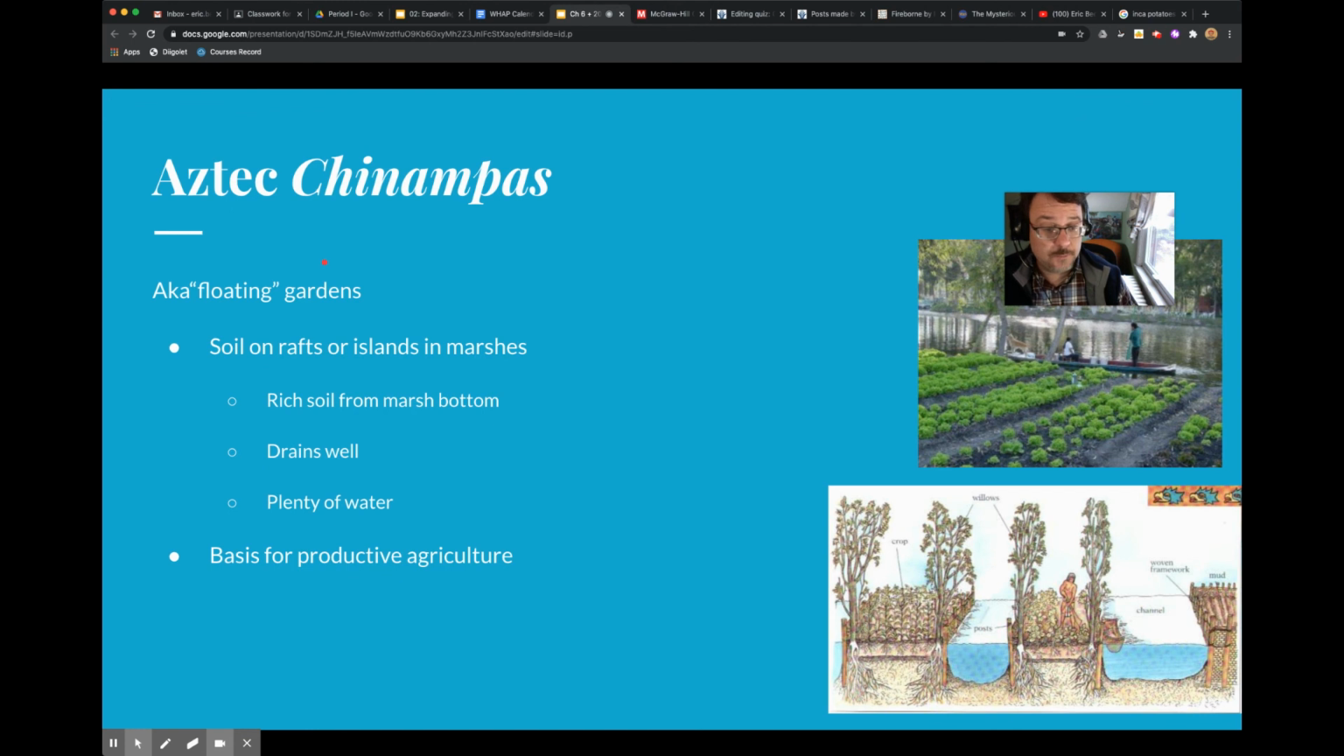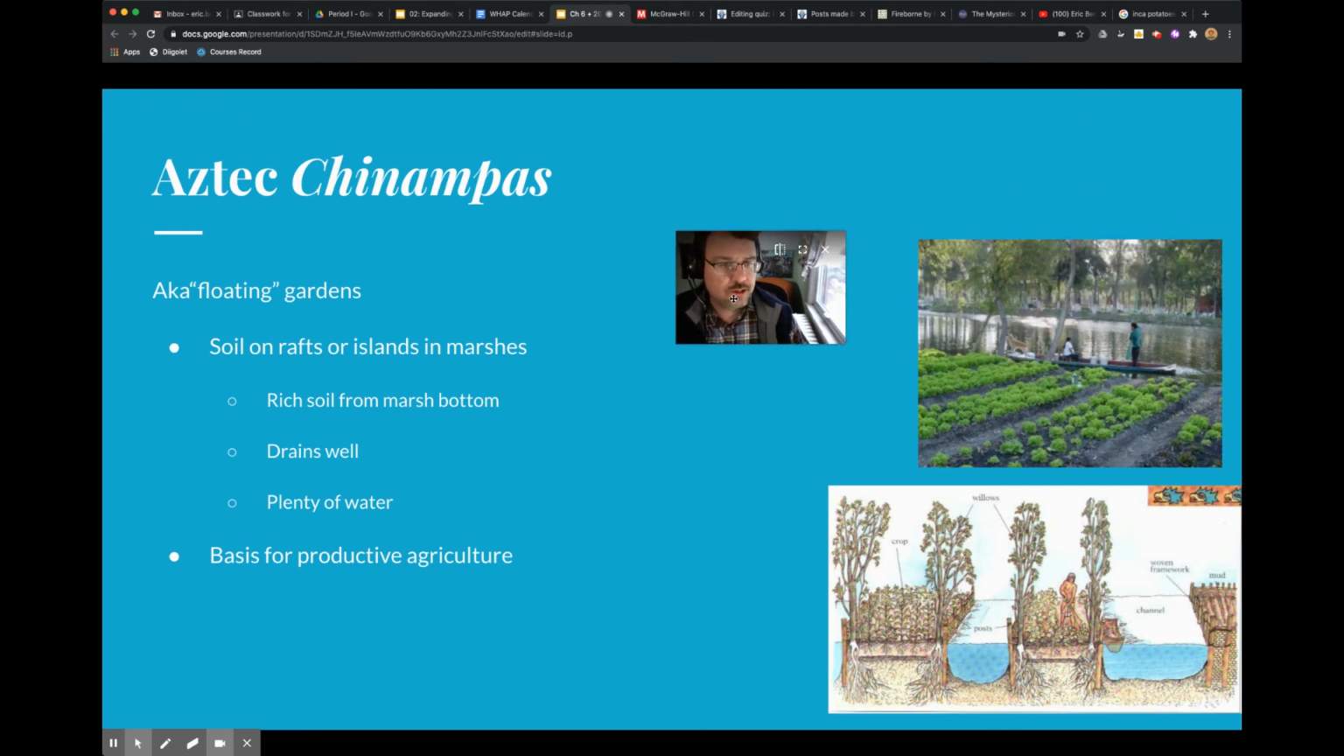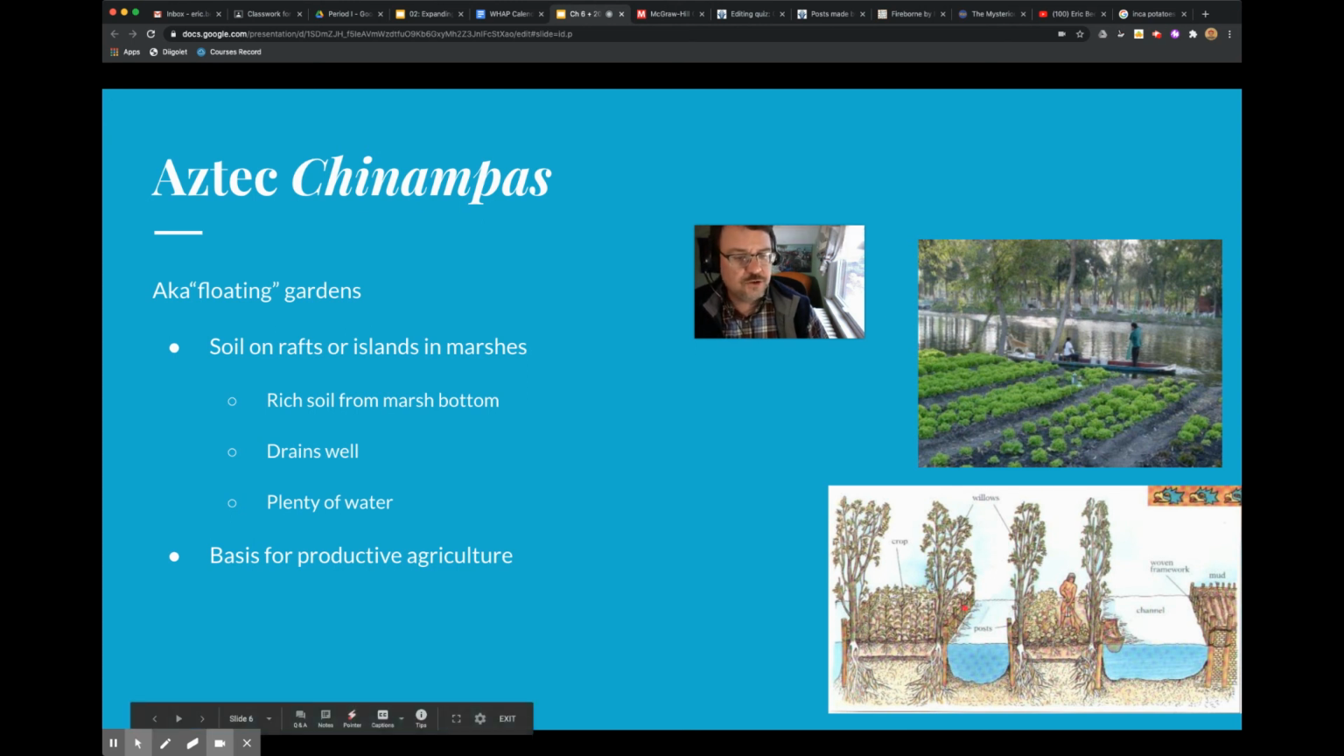So here's a chinampa, and you can pause and take a look at this slide if you would like and see what is happening here. Sometimes they're called floating gardens, but they weren't always floating. The garden beds here could have been on a raft that was floating in a swamp or pond, shallow water, or it could be an island that was built up by humans. But either way, there's soil from the bottom of the wetland that's scooped up and placed on the garden bed. And so that is nutrient dense.